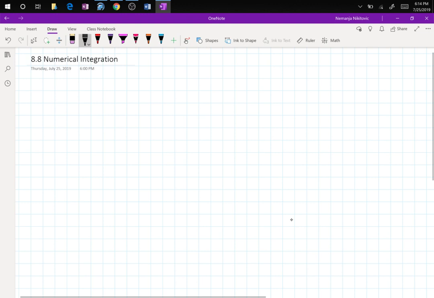Numerical integration is for definite integrals, to look for area under the curve, and this section is going to be a huge improvement on what you learned in Calculus 1. So in Calc 1 you learned area of the left and area of the right.